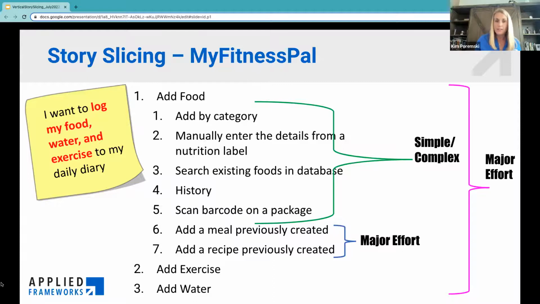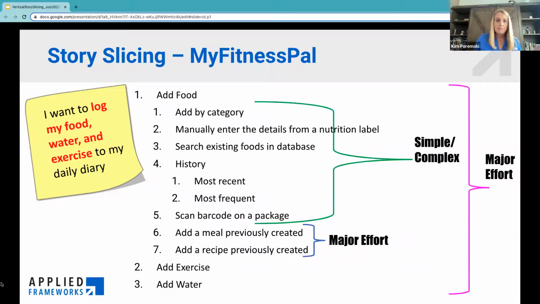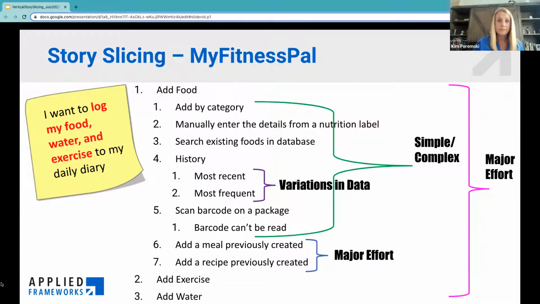And then I can keep going, because I had those three, but in the history, I can filter by most recent eaten or most frequently eaten. Well, that's variations in data. And then I could keep on going. What if I'm scanning a barcode on a package and it doesn't read? That sounds like an unhappy path to me. So again, the idea is that you can continue to break these things down using these patterns.